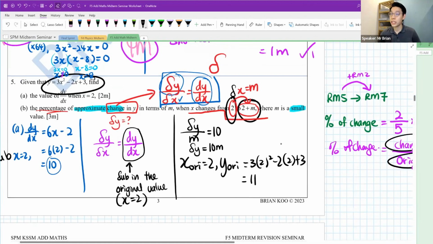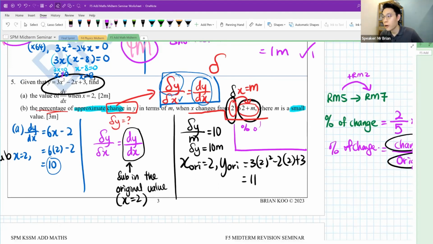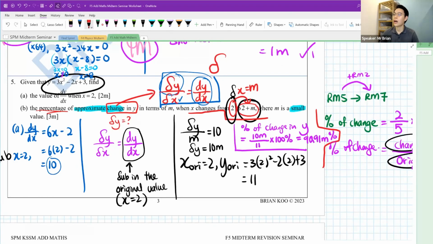Okay, so we get the original value of Y as 11. So the percentage of change in Y would be how much Y changed divided by the original value of Y, times 100%. I'll get 90.91 M. I know the M is a bit annoying there, but don't worry about it. You just write it at the side. And that is our final answer.